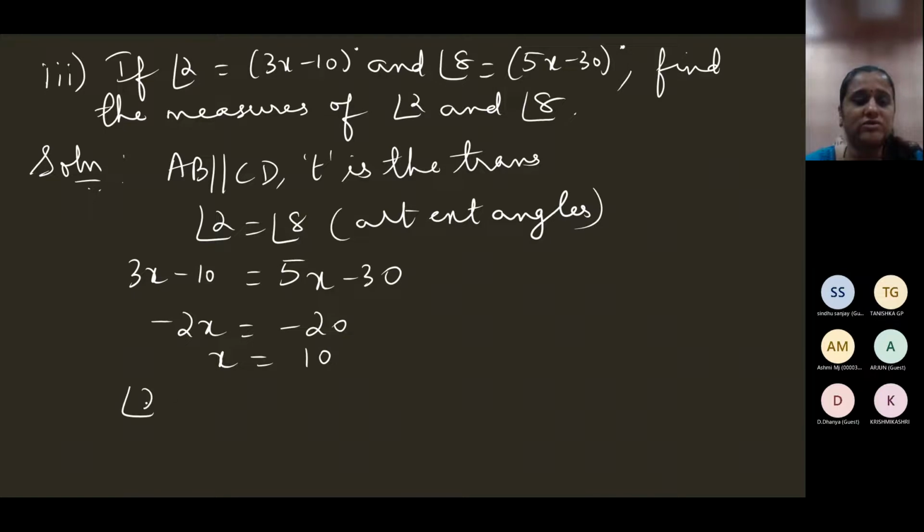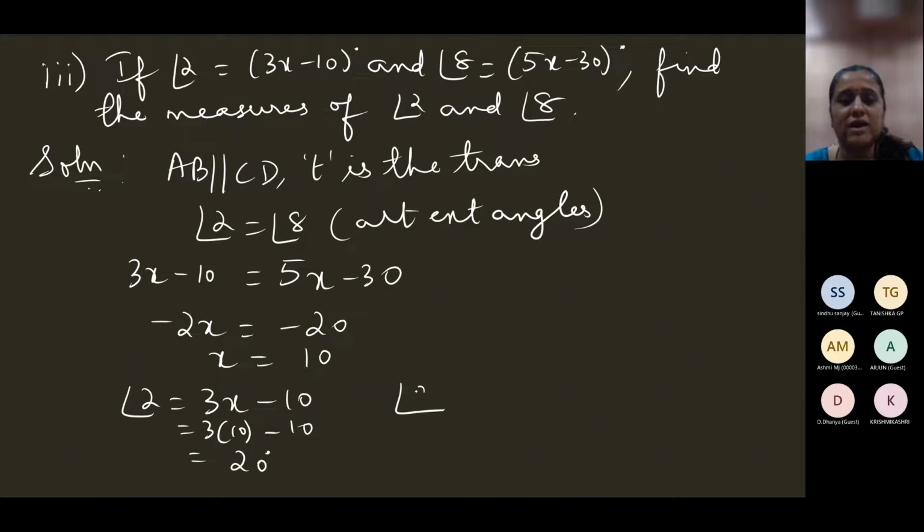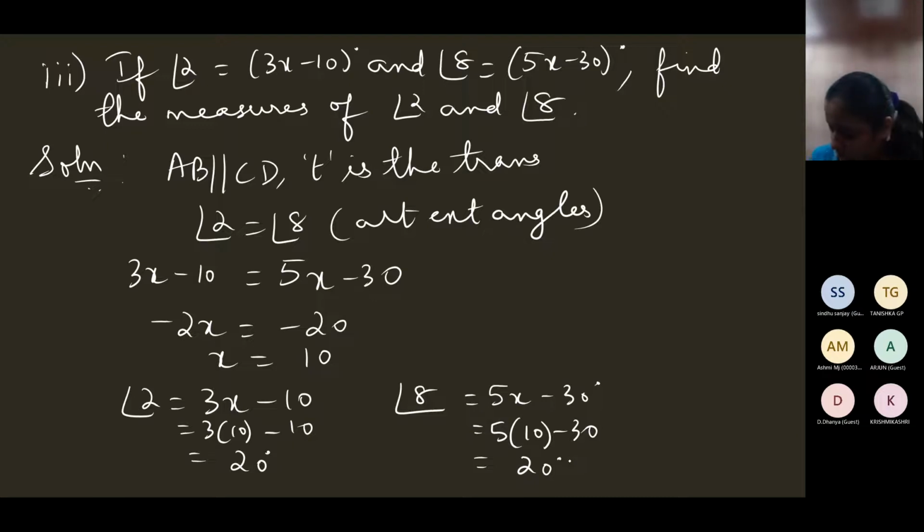So angle 2 is equal to 3 into x minus 10, that is 3 into 10 minus 10, 30 minus 10, 20. And angle 8 is 5x minus 30, which is 5 into 10 minus 30, 50 minus 30, 20 degrees. So they're equal.